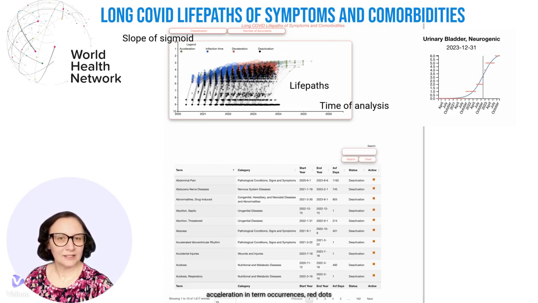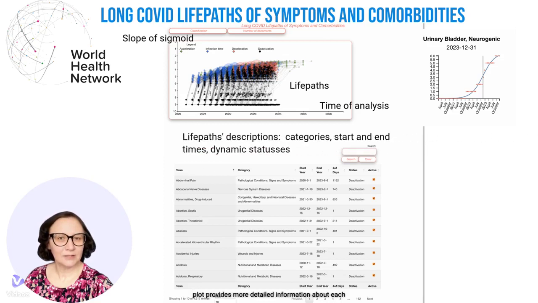Green dots indicate an acceleration in term occurrences, red dots signify deceleration, blue dots mark positions at the inflection time, and black dots denote deactivation events. In essence, the life paths offer a visual narrative, portraying collective and individual behaviors of terms. Additionally, the table positioned under the plot provides more detailed information about each term, including categories, matching top categories in the trees, start and end dates, the duration of active days, and their respective statuses.